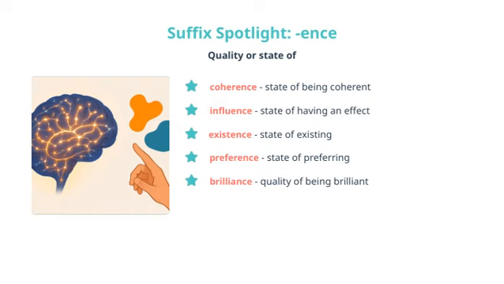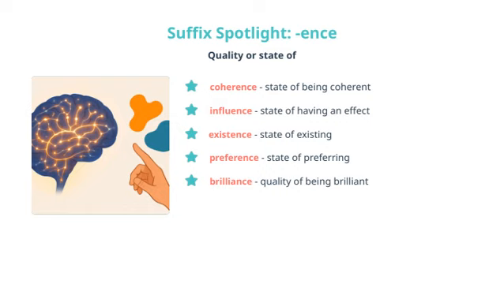Next, we have preference, which is about a person's tendency or choice, what they favor over other options. It reflects our individual likes and dislikes. Moving on to existence, which simply refers to the state of being, of something actually being there. It's a fundamental concept about whether something is real or present. Then there's influence, which refers to the effect or impact one thing or person can have on another. It's about how we shape or change things around us.